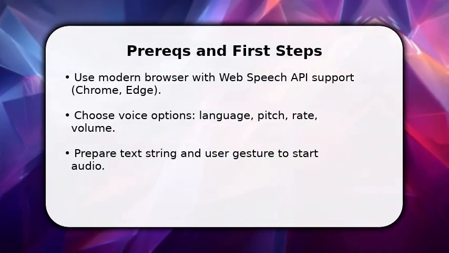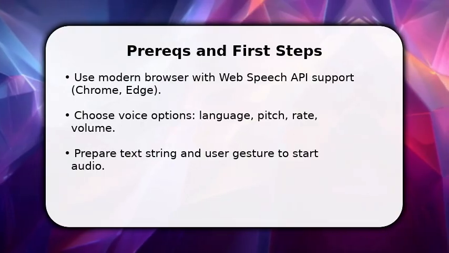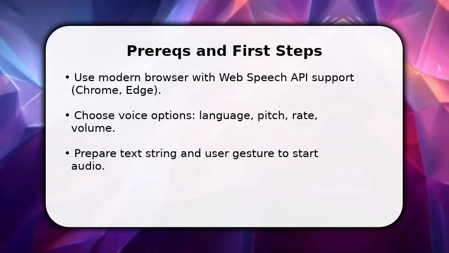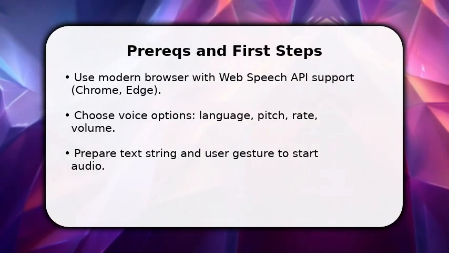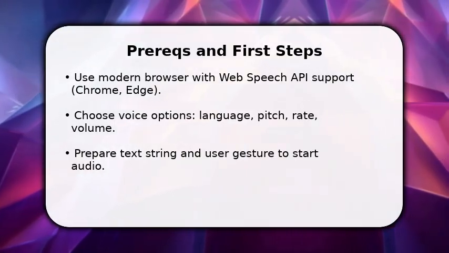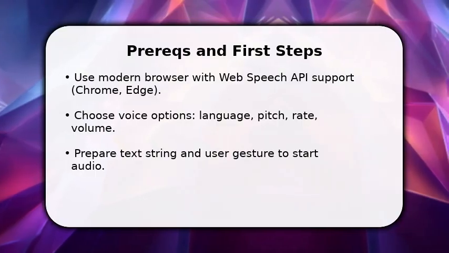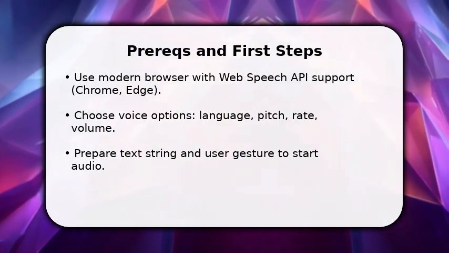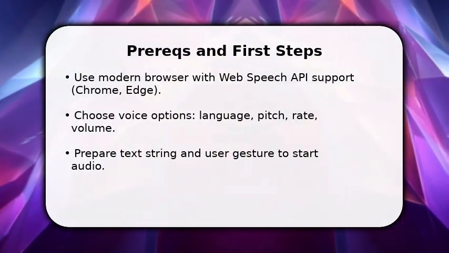Once done, pick language and voice from speech synthesis. Get voices, and set pitch, rate, and volume so output sounds natural. Make sure to start speech in response to a user gesture to avoid autoplay blockers. This first step gets audio flowing immediately.